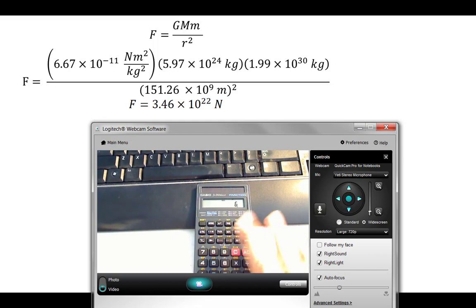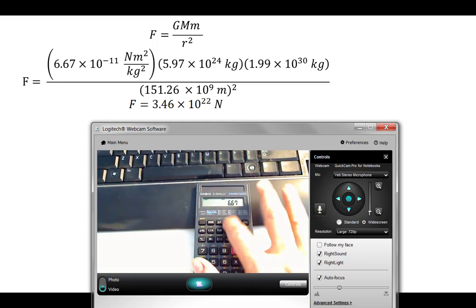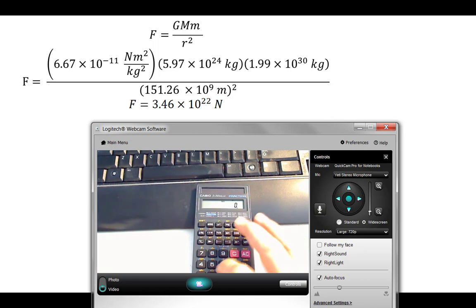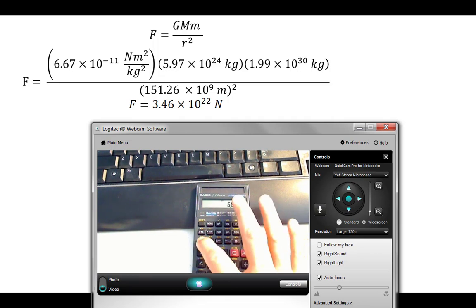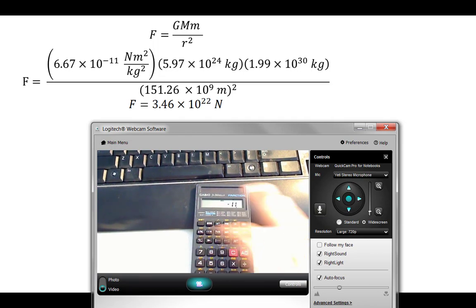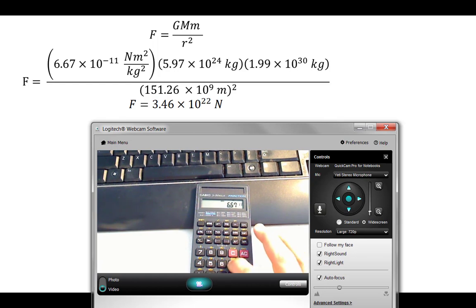Okay, so 6.67. Oops, apparently something is in there. Ah, I know what it is. Okay, 6.67 times... -11, shift that. Okay, so there's our 6.67 times 10 to the -11. You can see that this has gotten very clunky to do with this calculator because we don't have that magic button.